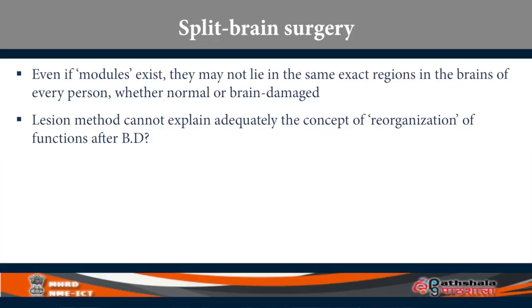So, the lesion method could not explain adequately the question of reorganization of brain functions. After the stroke, 3 months later, some people recover completely. So, how do you explain that? If you think you can correlate a given lesion with a given function, what is happening in reorganization, spontaneous recovery? How do you explain it? The lesion method cannot explain. So, because of all these limitations, lesion deficit correlation encountered a lot of problems.